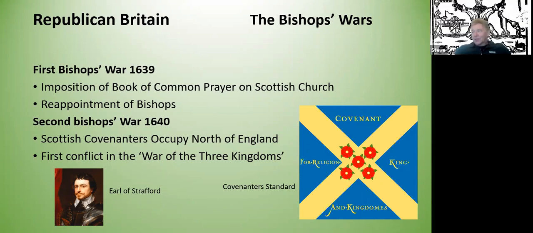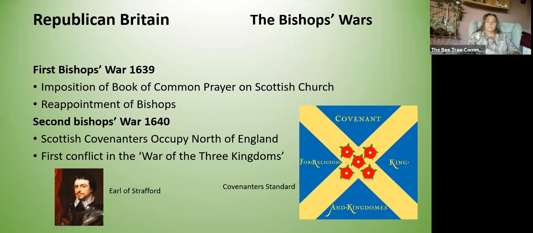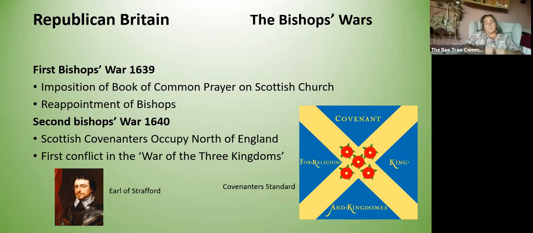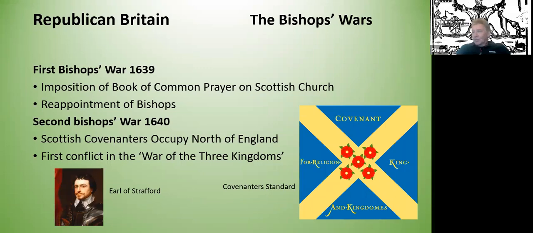So he was forced again to recall Parliament because of the financial cost of these wars, and this became known as the Long Parliament because it went on for a long time until 1660. But during this Parliament, the King's main advisor, the Earl of Strafford, was impeached. He was a bit of a tyrant, really, but Parliament tried to get him on high treason, but they had difficulty proving it. I mean, he'd done a lot of things, but treason wasn't one of them.